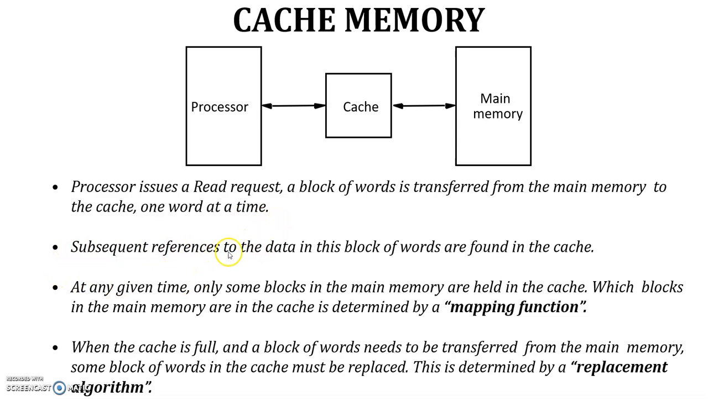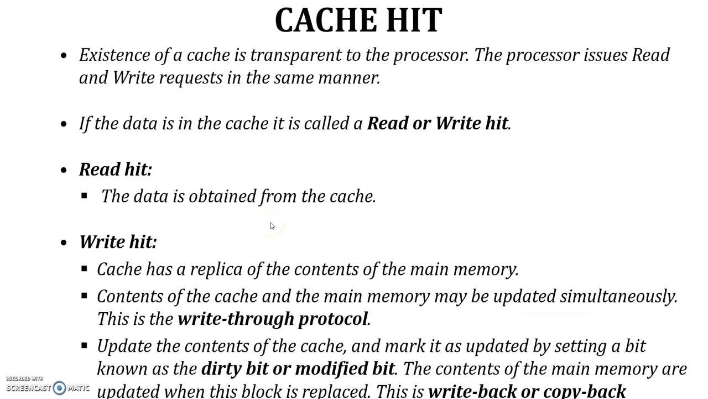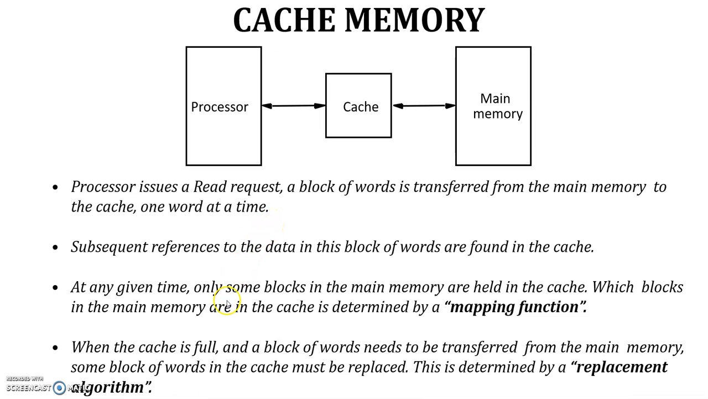So subsequent references to the data in this block of word are found in the cache. When requesting a word, a complete block will be transferred to the cache memory, and subsequent references to the data in this block of word are found in the cache. At any given time, only some blocks in the main memory are held in the cache.